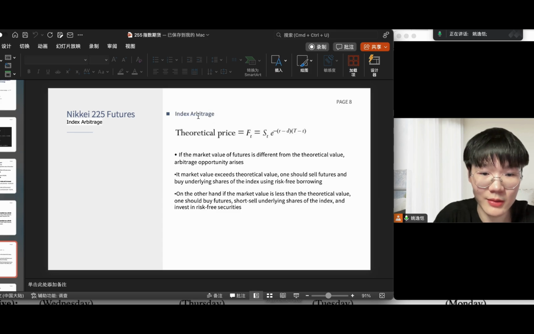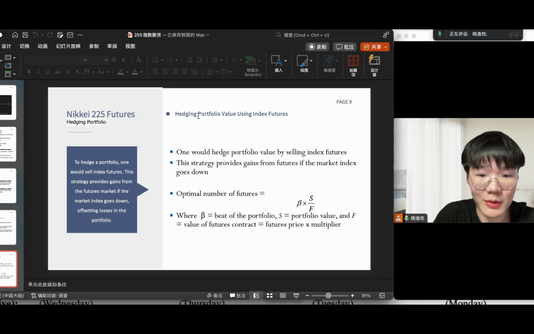And then we'll talk about arbitrage. The core concept is that if the market value of futures is different from the theoretical value, arbitrage opportunities arise. For example, if the market value exceeds the theoretical value, one should sell the futures and buy the underlying shares of the index using risk-free borrowing.